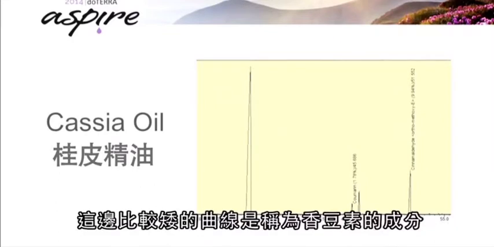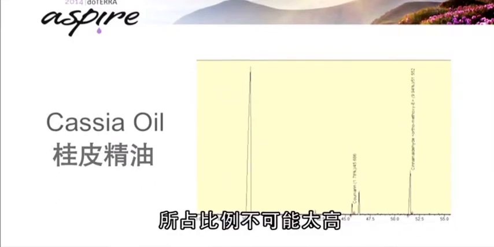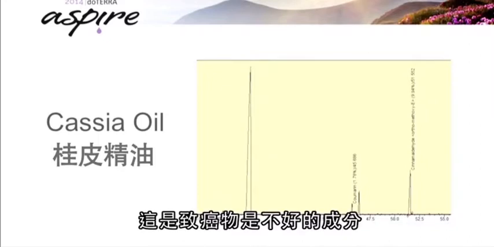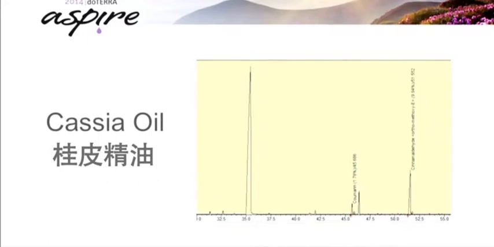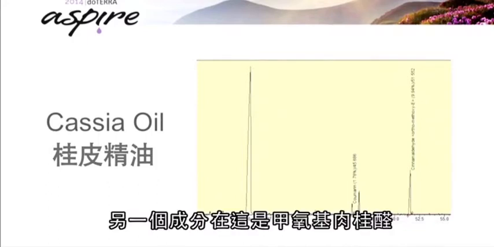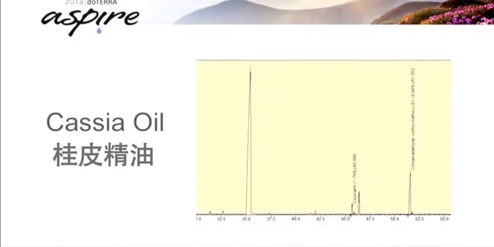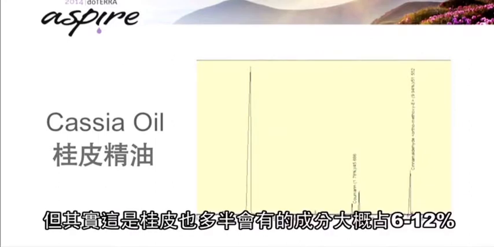The smaller peak you see there is a component called coumarin, which can be, in too high of a percentage, a carcinogen. It's not a good component. The second component there is one called orthomethoxycinnamic aldehyde. You'll remember that one, right? Okay. But that component is typically in cassia at anywhere from, I'd say, 6 to 12%.